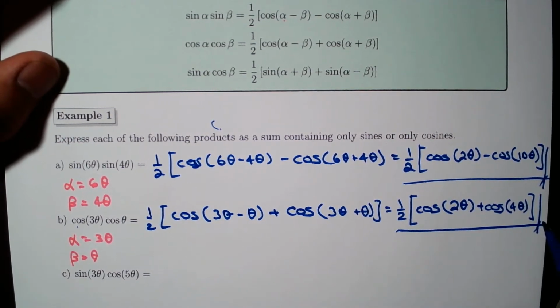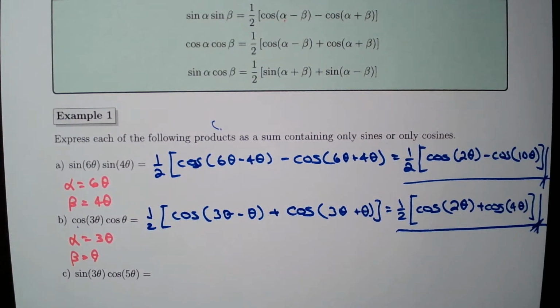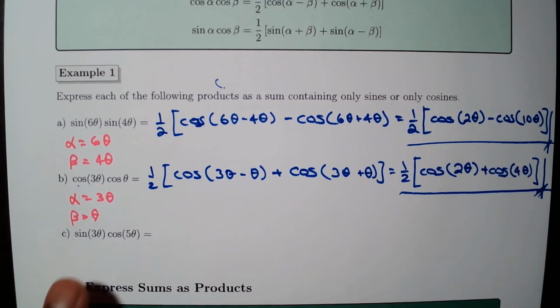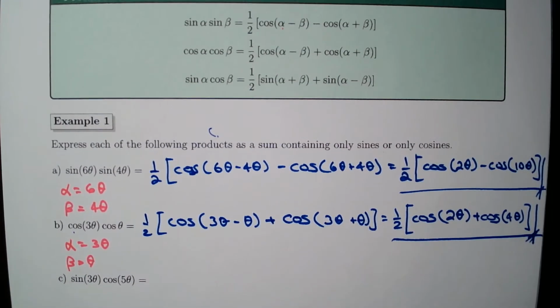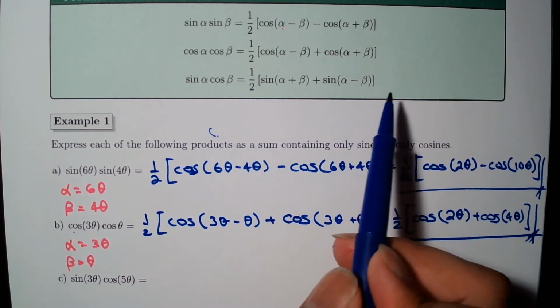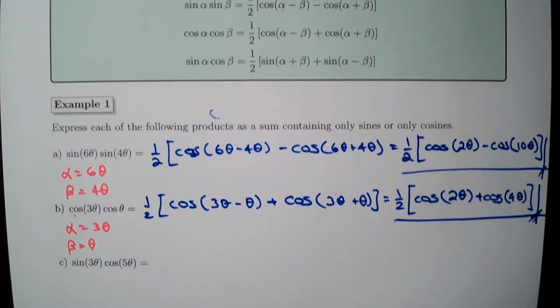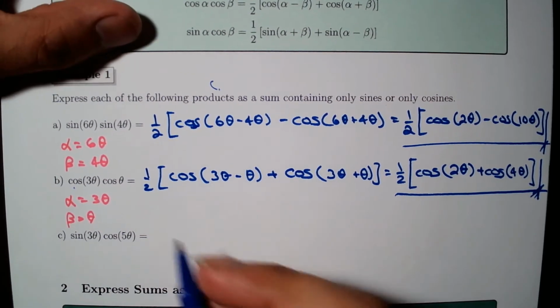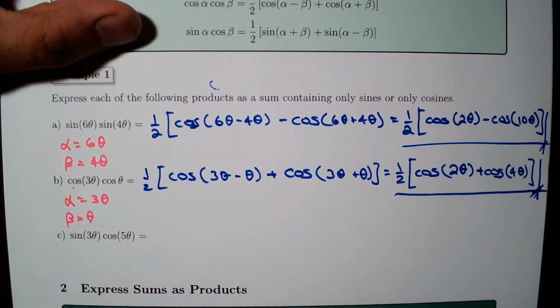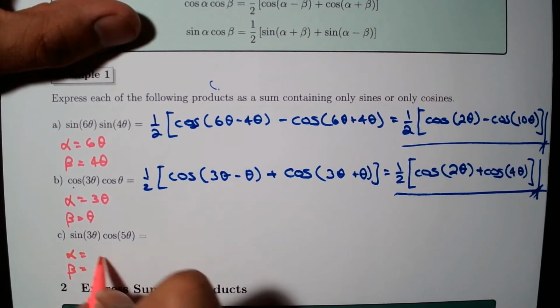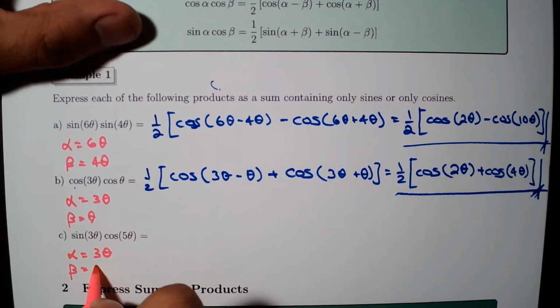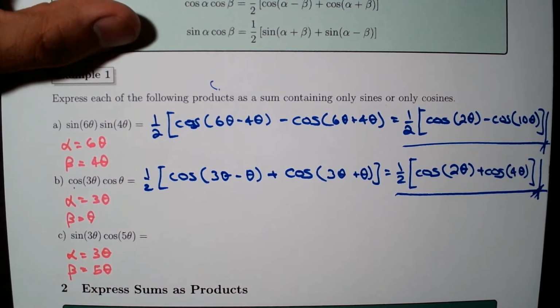Alright, so let's do one more. For letter C, it has a combination of sine and cosine, so it's going to be the third formula. So let's go about that one. First of all, let's state what alpha and beta are for our purpose: 3 theta and 5 theta respectively.